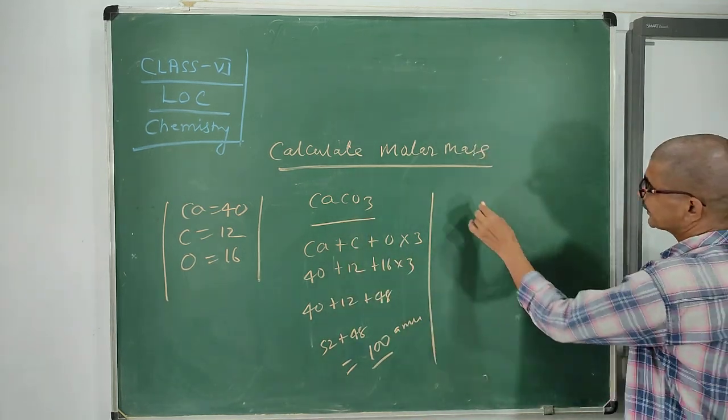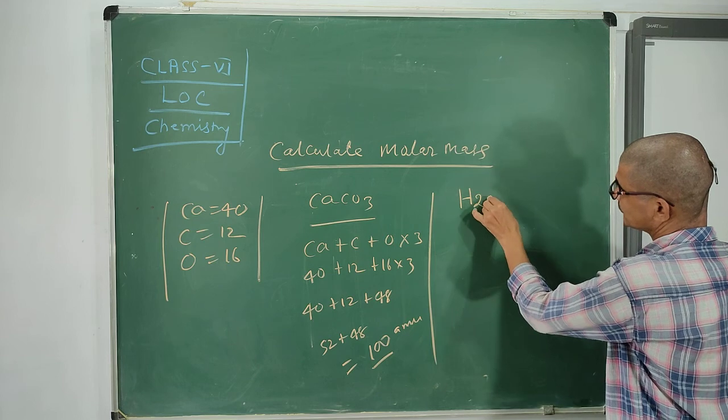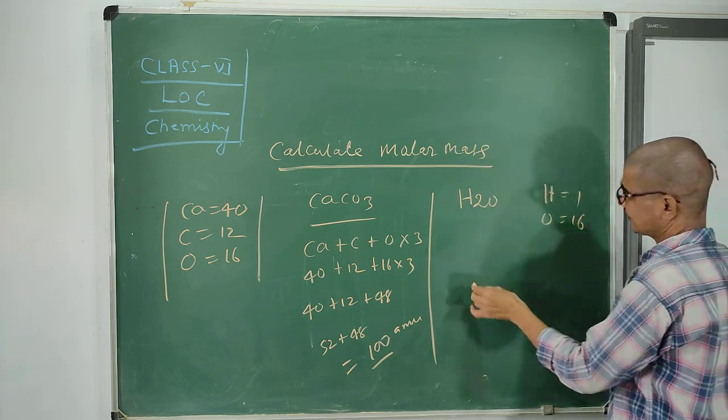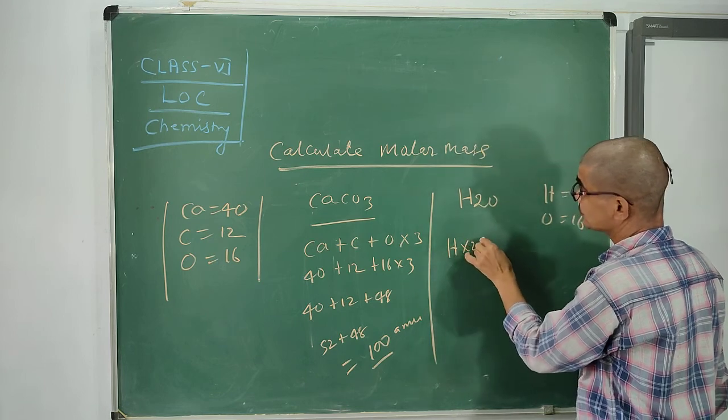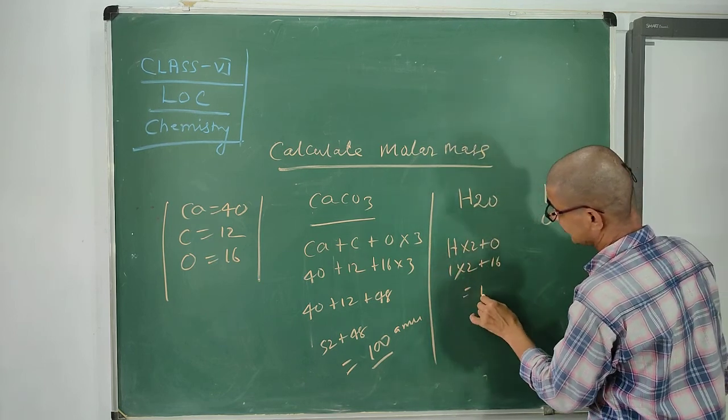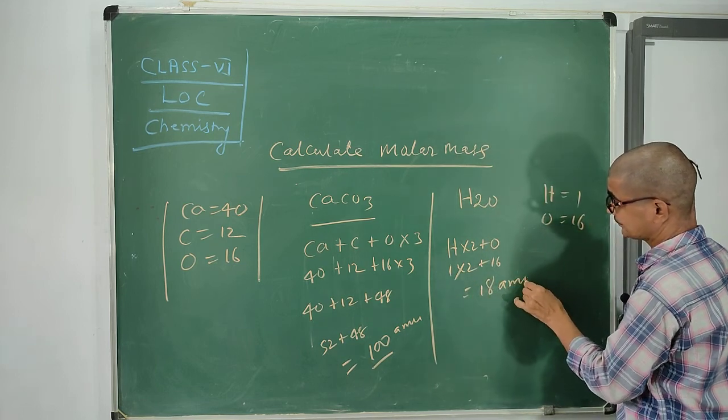Now similarly, what is the molar mass of water? Hydrogen is 1, oxygen is 16. It's very simple. H into 2 plus O. Now put the value, equal to 18 AMU.